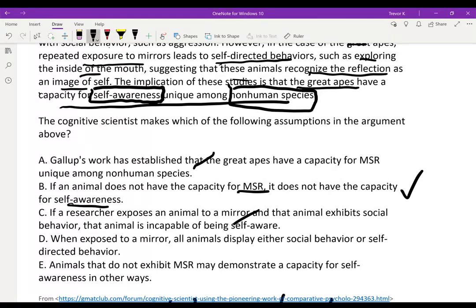D, when exposed to a mirror, all animals display either social behavior or self-directed behavior. We don't really need that. Maybe they just mess around. Maybe they ignore the mirror. Maybe they treat the mirror as a frisbee.